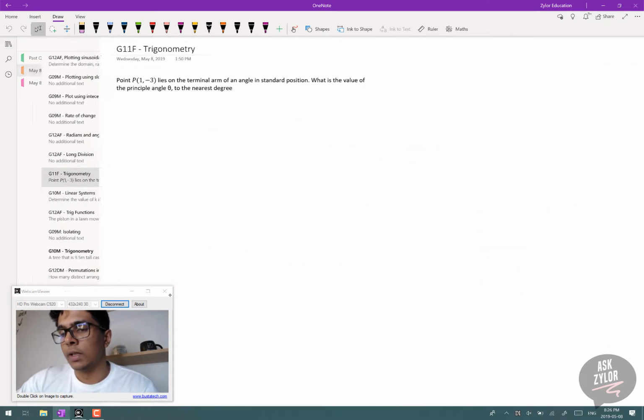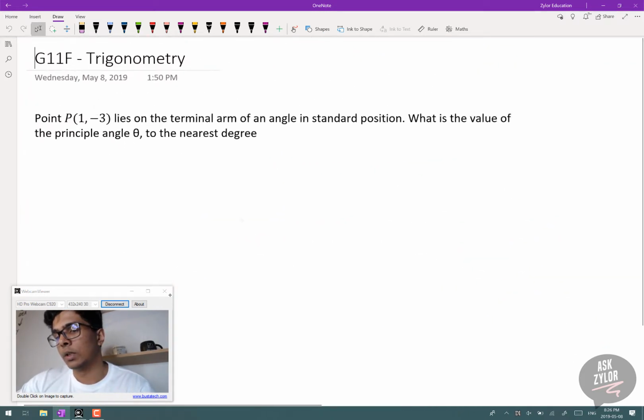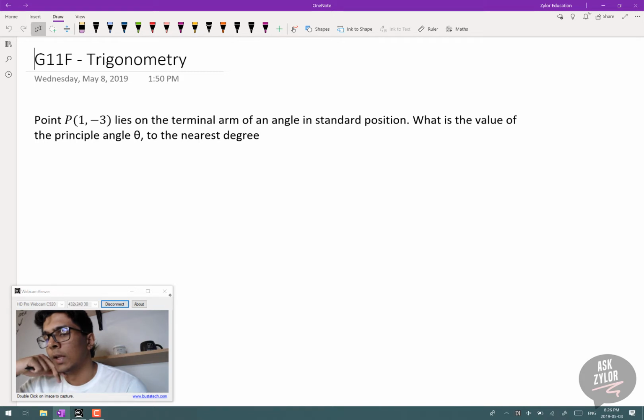So this is a grade 11 functions trig question. It's saying a point lies on the terminal arm of an angle in standard position. What's the value of the principal angle to the nearest degree?